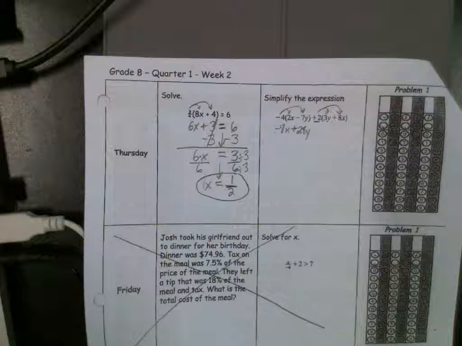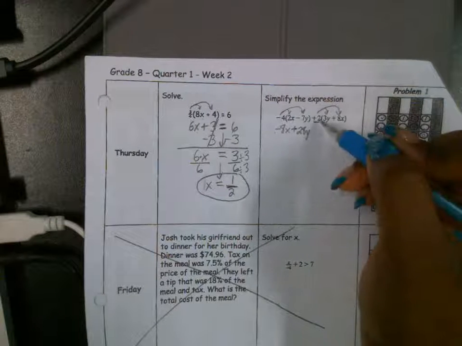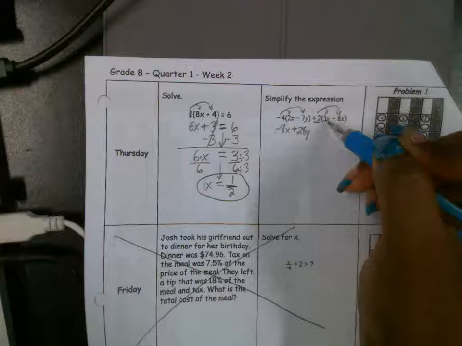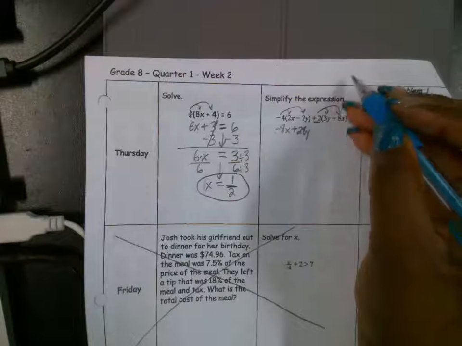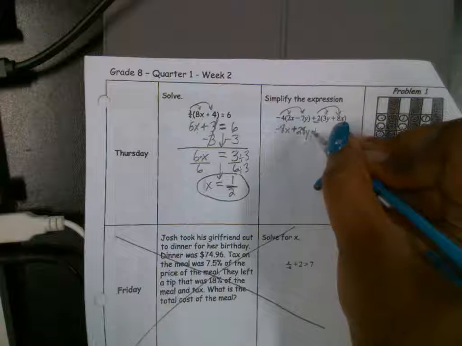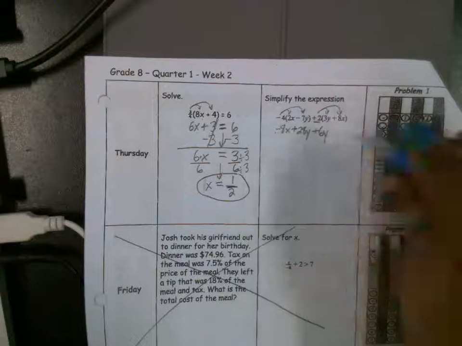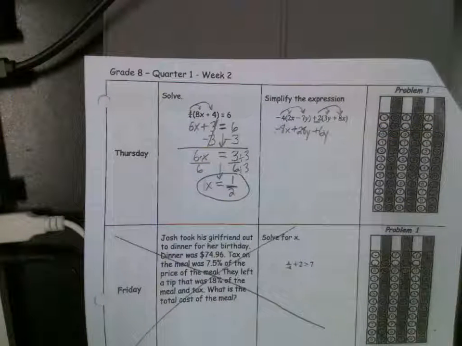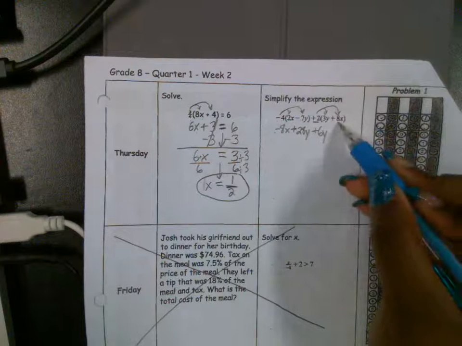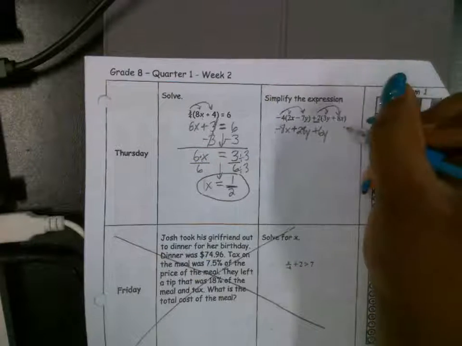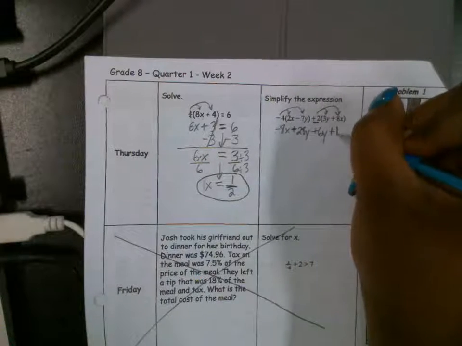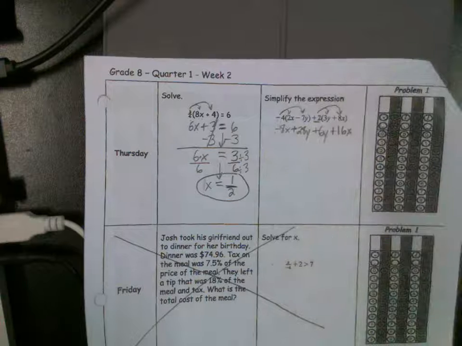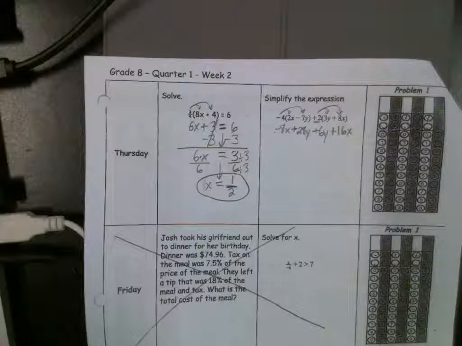Okay, so now we're going to do the other distributive property. What is this +2 times 3y? What's positive 2 times 3? 6. So this is a positive 6y. What is positive 2 times this 8x? 16x. Very good.